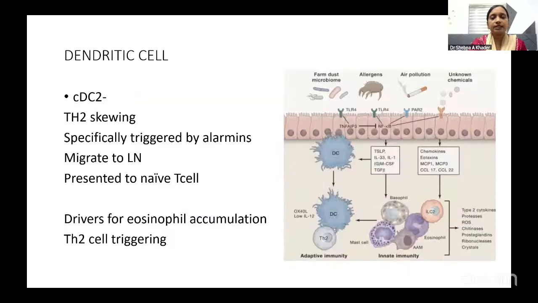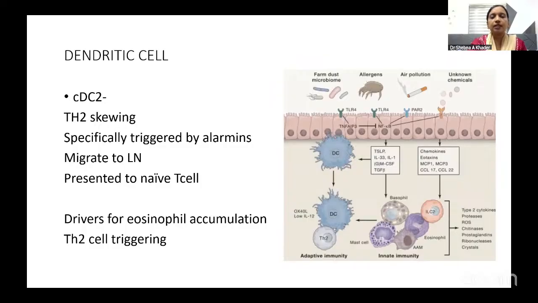So dendritic cell, I will just start from the beginning. The dendritic cell is very important because it is not just an antigen presenting cell. It also increases the Th2 skewing, and it is specifically triggered by alarmins.